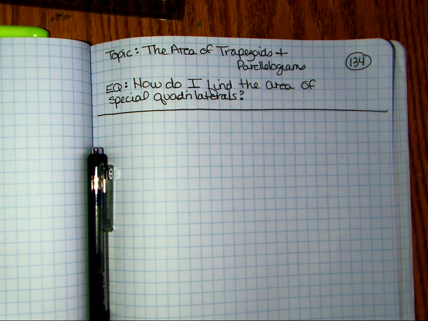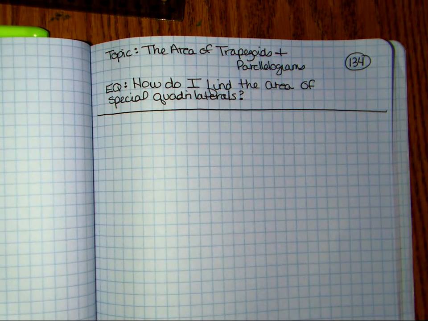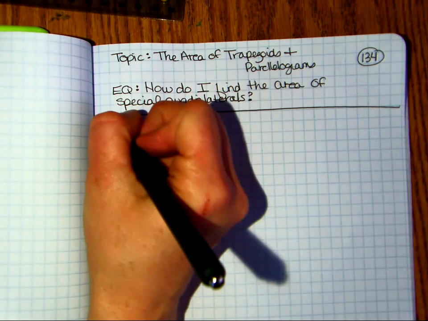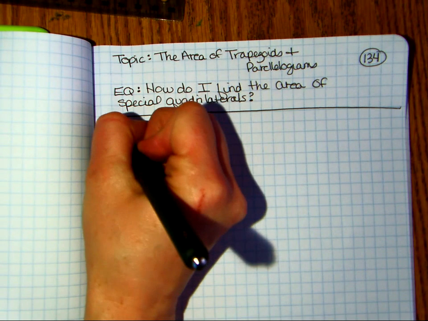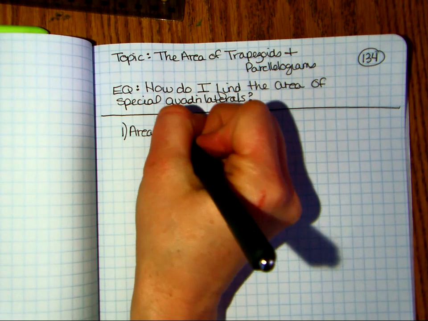When we're talking about quadrilaterals, like I said, we're talking about four-sided figures. So a square would be a four-sided figure or quadrilateral. A parallelogram is a four-sided figure or quadrilateral. Rectangles or trapezoids are all four-sided quadrilaterals. The first one we're going to talk about is the area of a parallelogram.